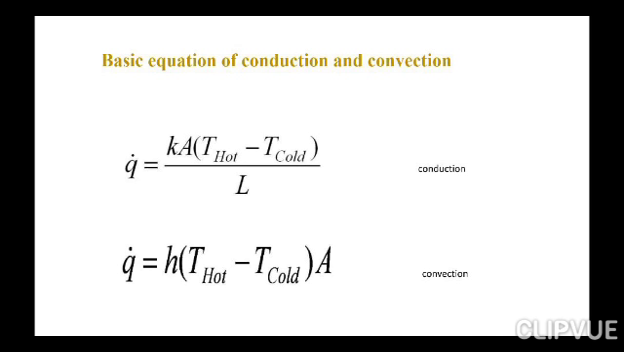Now for convection, the equation is Q is equal to hA del T. Del T means temperature difference, that means hot temperature minus cold temperature, and A is equal to surface area in meter square, and h is equal to convection coefficient.